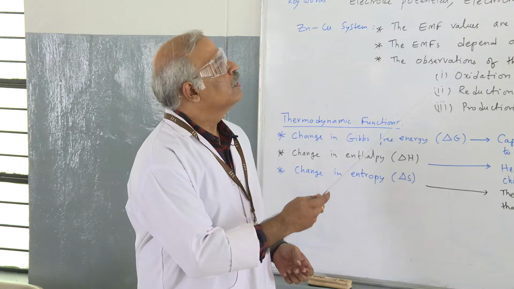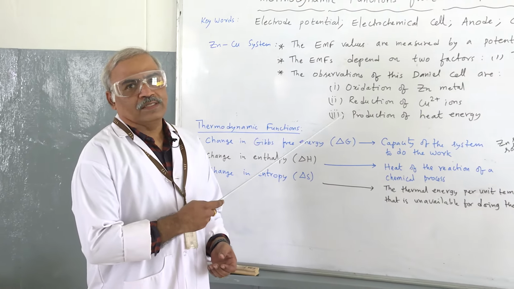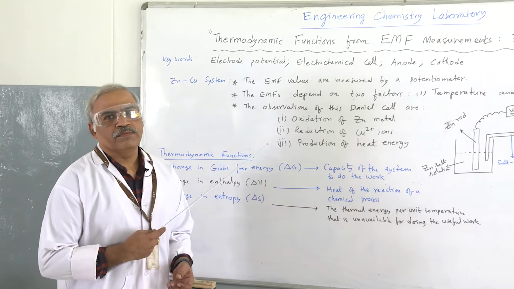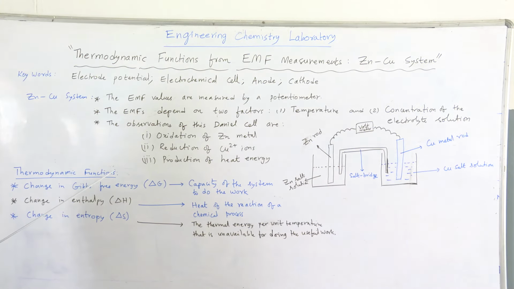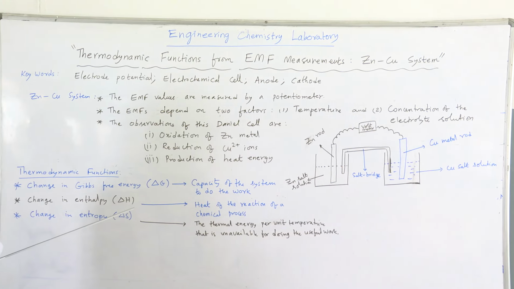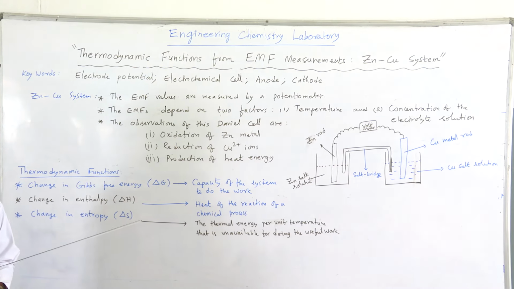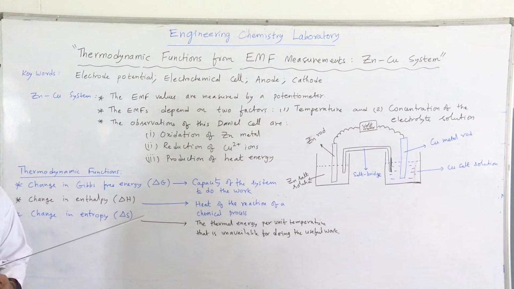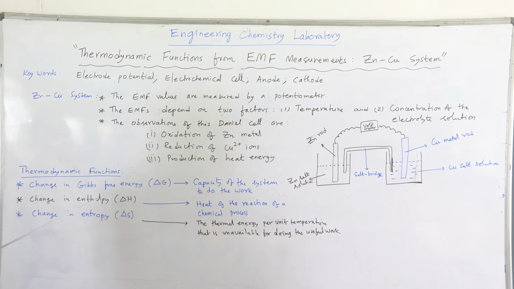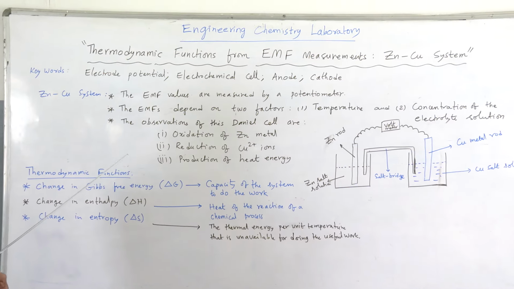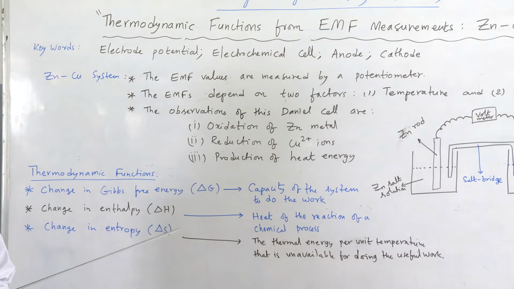Hello students, today I am going to discuss one of the experiments, that is calculation of thermodynamic functions from electromotive force measurements of the zinc copper system, which is being taken as an example here. Before going to the experiment, I want to give a gist of what you have learned from the previous classes. We have to know what an electrode potential is, what an electrochemical cell is, what an anode and a cathode are, and what kind of reactions happen there.